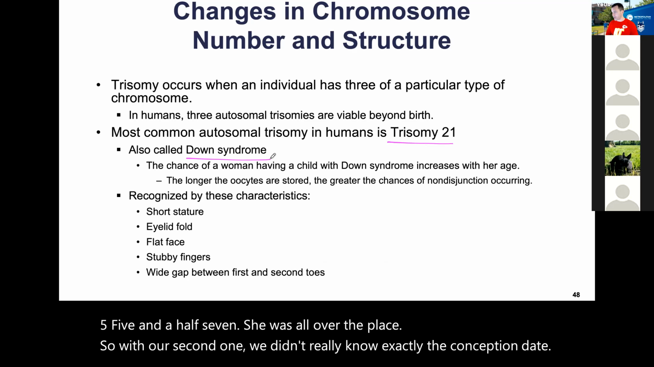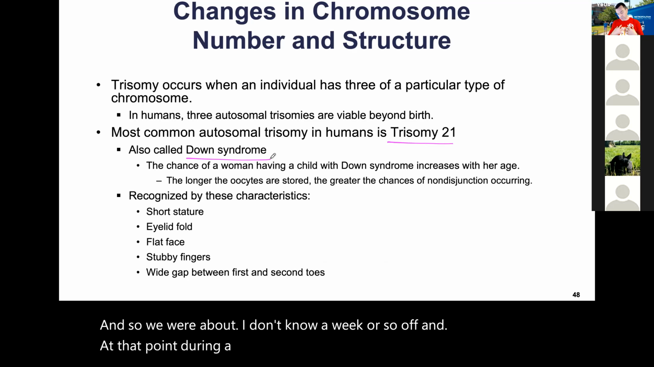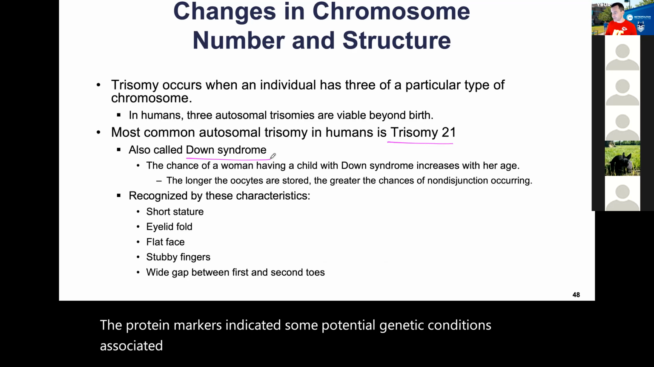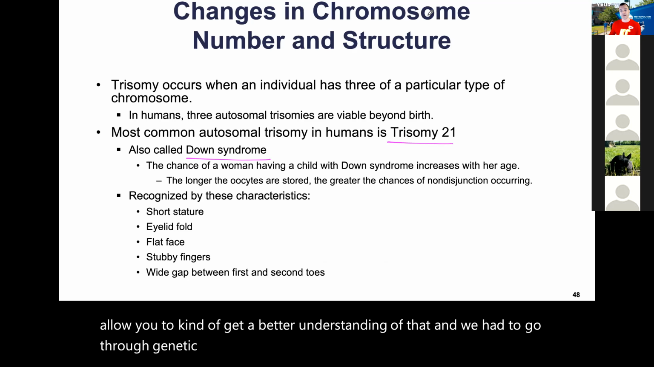And so we were about a week or so off. And at that point during a typical pregnancy, well, at least what we thought, the protein markers indicated some potential genetic conditions associated with trisomy 21 and whatnot. So understanding your cycle would allow you to get a better understanding of that. And we had to go through genetic screening and answer a bunch of weird questions.